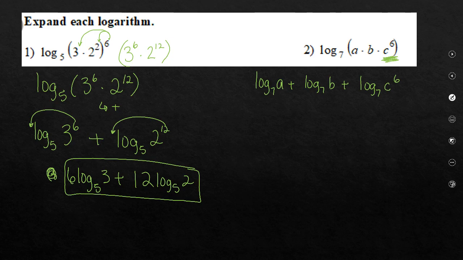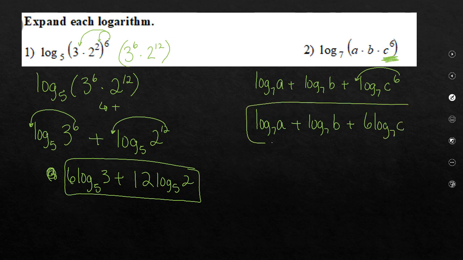This answer is great, but not complete. Again, we need to take that power property for that last term and write it with it as a coefficient. So log base 7 of a plus log base 7 of b plus 6 multiplied by log base 7 of c.